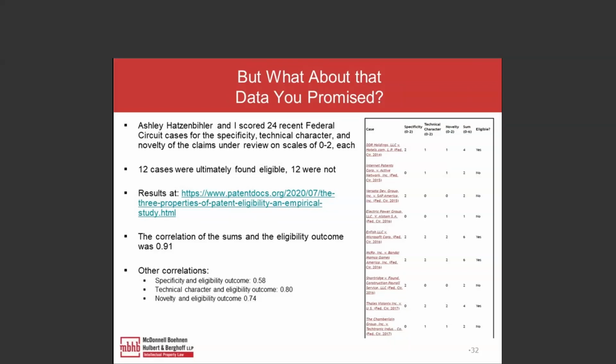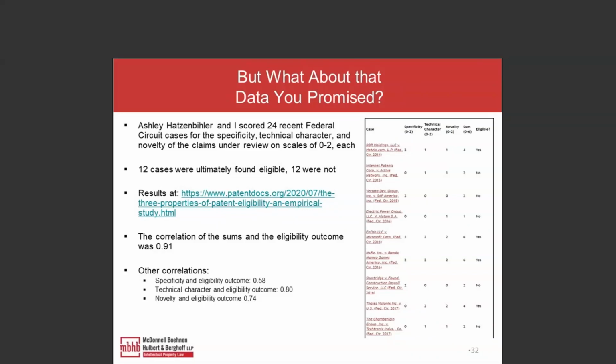But without going into a ton of detail about this, what I thought was really super interesting was that if you take those sums, those overall scores of 0 to 6 for each case, which again is based on the actual language of the Federal Circuit, and you correlate those sums with the eligibility outcome, which is binary, yes or no, the correlation was a 0.91. This is a massively huge correlation, much better than we thought it would be. And a perfect correlation is a 1.0. So this is actually not that far off from a perfect correlation.